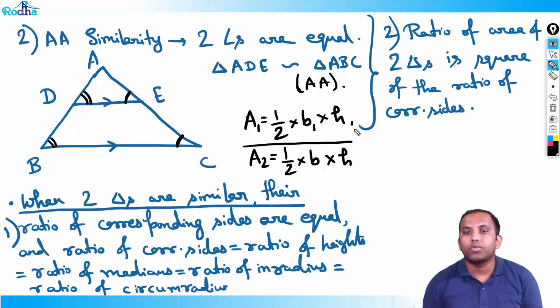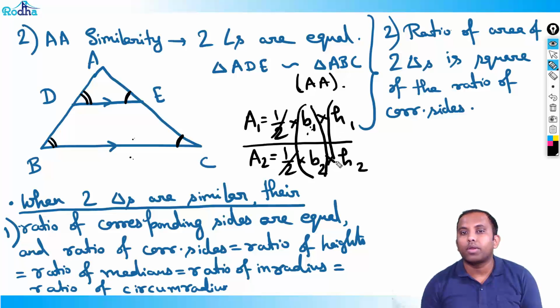Let's say b1 h1, let it be b2 h2. Half gets cancelled. So b1 h1 upon b2 h2, right? So each term will be what? Now this is base, right? What is base here? Base is any side of the triangle. So once you take the side ratio, so side into side, right? b1 upon b2 into h1 by h2.